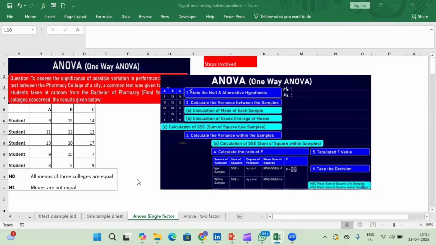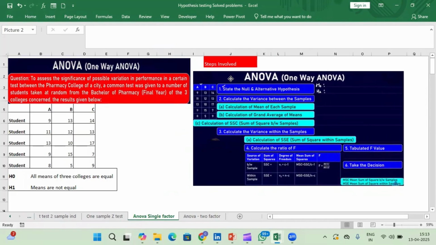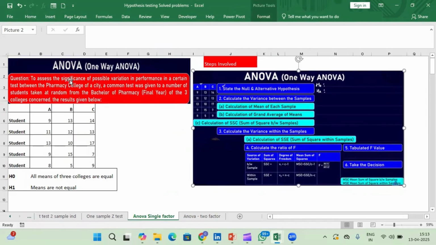In this video, we will do ANOVA, one-way ANOVA. That is analysis of variance, single factor. The problem is like this: we have to test the significance of possible variation of performance in a certain test between the pharmacy colleges of a city. A common test was given to a number of students taken at random from B Pharma final year of the three colleges concerned. Results are given below.